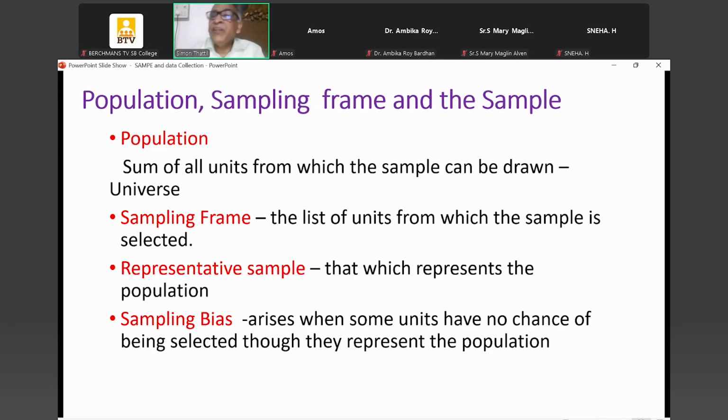Now, we also very carefully need to understand what is a representative sample. A representative sample is that which represents the population. Now, this is a key issue which we encounter in research because when you want to take a sample, the sample must have the characteristics of the population. Because whatever you say in the sample, you are saying it represents the population. So it should be representative.